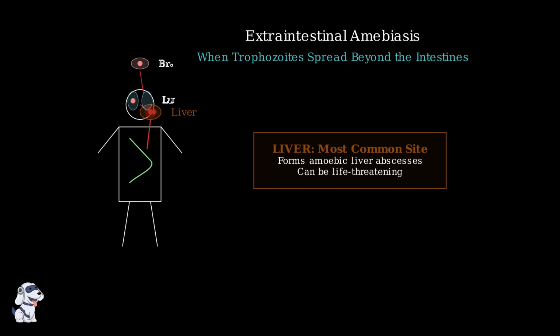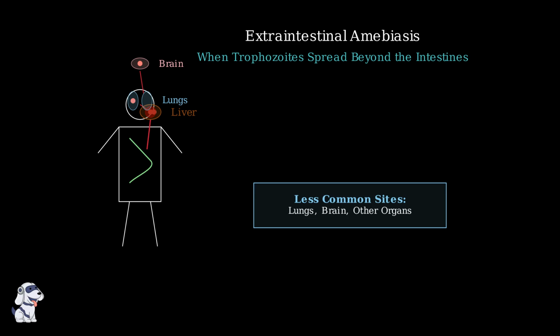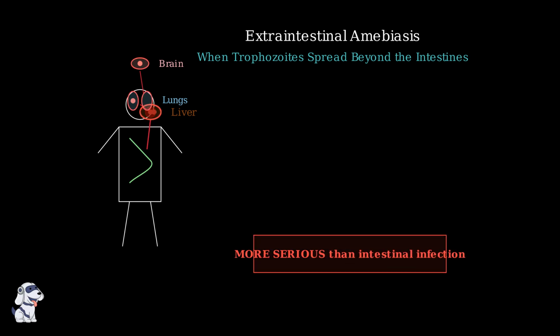Less commonly, trophozoites can reach the lungs or even the brain. Lung infections can cause chest pain and breathing problems, while brain infections are extremely serious and can be fatal. Extraintestinal amoebiasis is much more serious than the intestinal form. It requires immediate medical attention and aggressive treatment. The mortality rate is significantly higher, especially when the brain is involved.